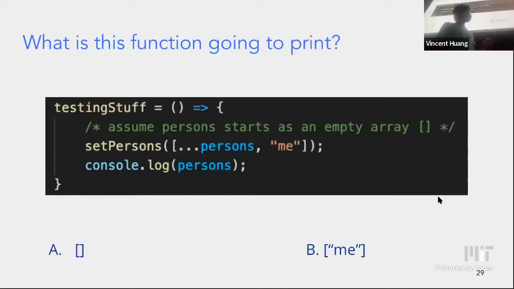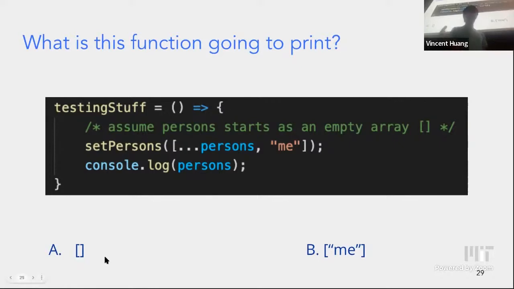All right, so now I have a question for you guys. Here we defined a testing stuff function, and we have some person state variable, which is initially an empty array. What we will do is the same sort of array update as in the previous slide, and we'll concatenate a new element at the end called me. After we do this state variable update, we will print the value of persons to the console. Does anyone have any ideas on what the console will log?